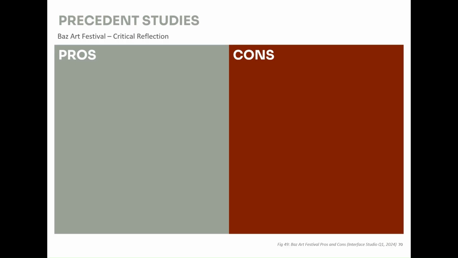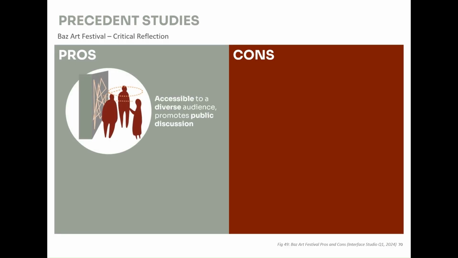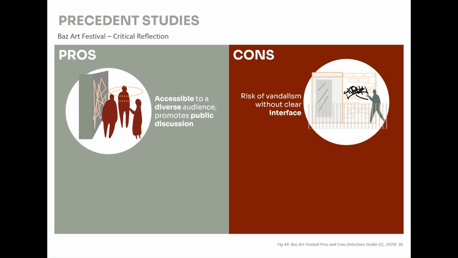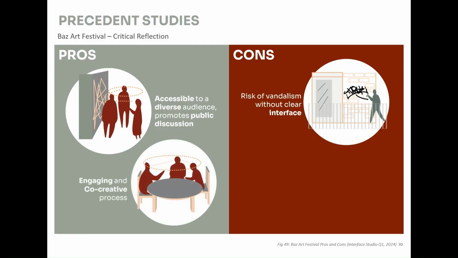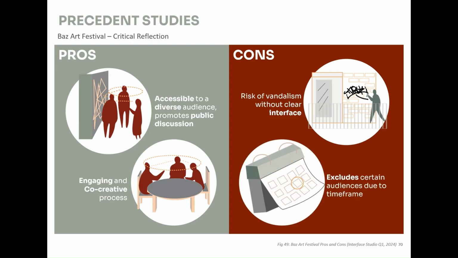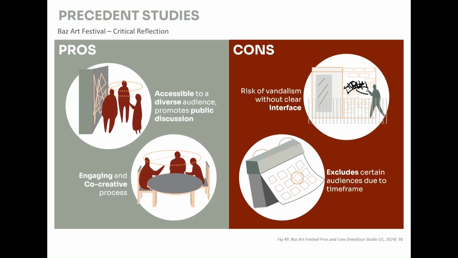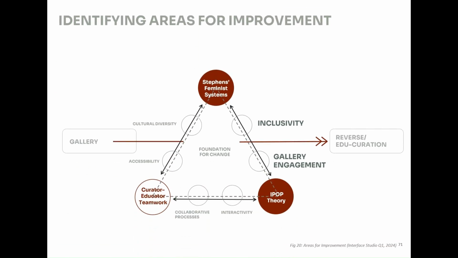While the art festival is accessible to a diverse audience and promotes public discussion and interaction, if not carefully executed with clear interfaces, there is a risk of vandalism. This limits the extent to which audiences can engage with the artwork and add their own perspectives. The planning process is a co-creative process through the curatorial team and potential artists, which promotes culturally relevant topics and themes. However, this type of event is exclusionary to some extent, as it only happens on a singular day once a year. Therefore, the Baz Art Festival can be improved through inclusivity and gallery engagement.